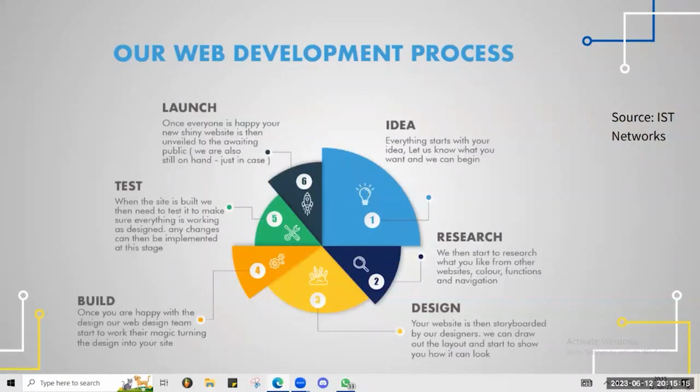Third is the design. Your website is then storyboarded by our designers. We can draw the layout and start to show how it will look like. That's very simple. I'm sure now we all understand what designing means. That is equally applicable for the development of a web design. Then you build it. The building part is majorly the source codes, which we as lawyers will not understand. It is technically the part of the web developer.